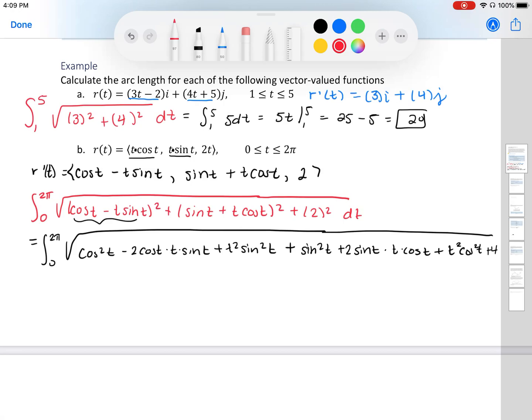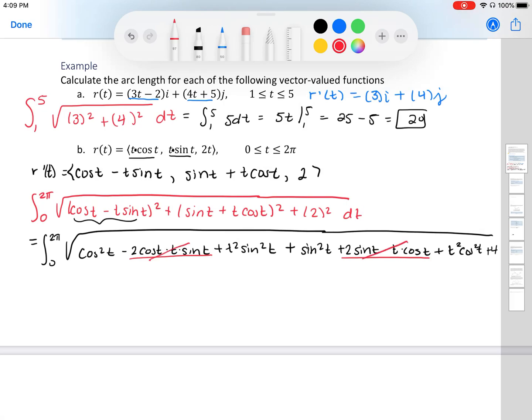So we have this 2 cosine t sine t and this 2 sine t cosine t. While they're being multiplied in different order, we know order doesn't matter for multiplication. I have a positive and a negative. Those add to make 0.